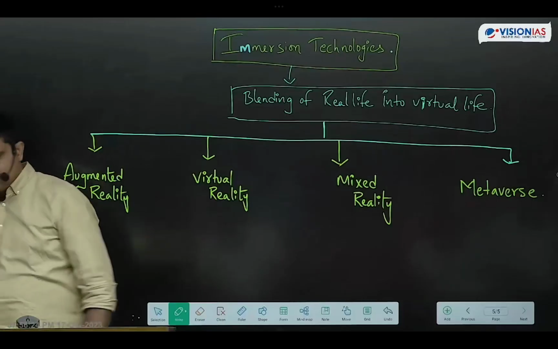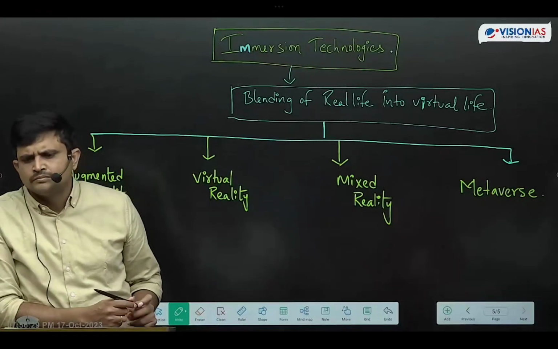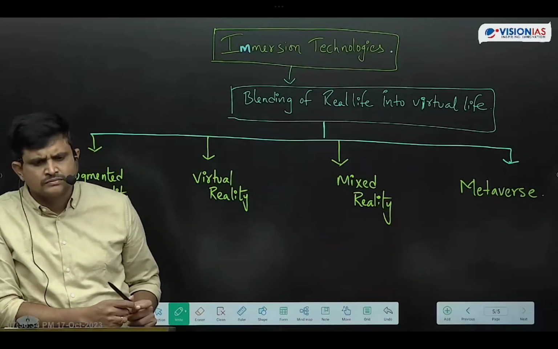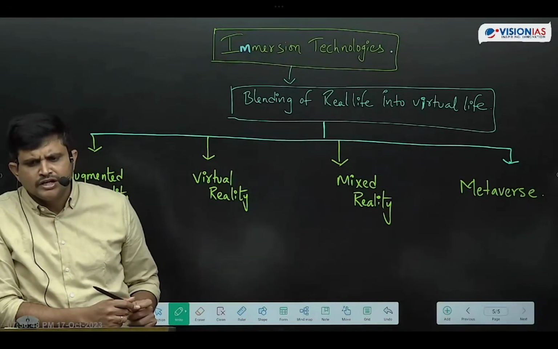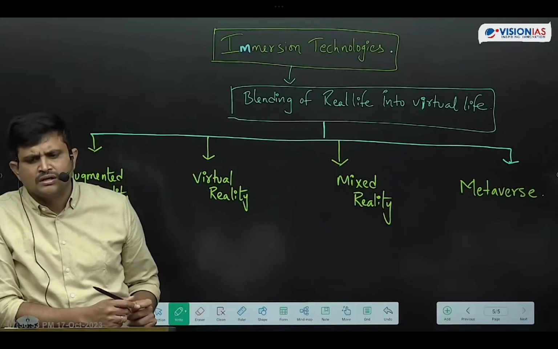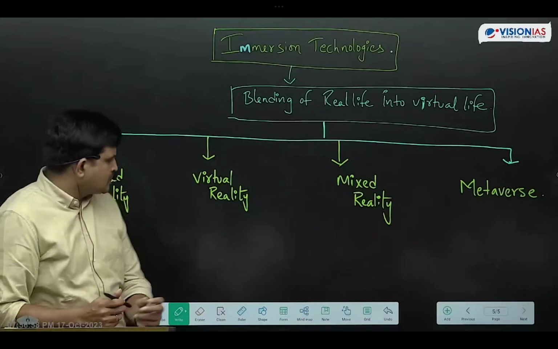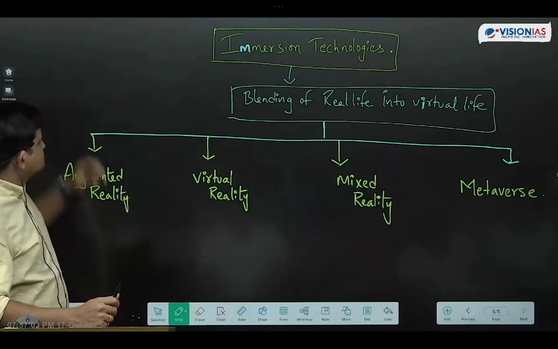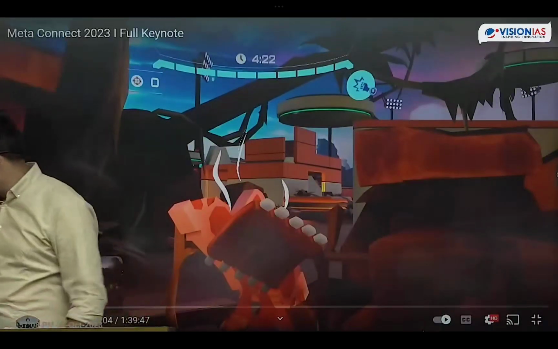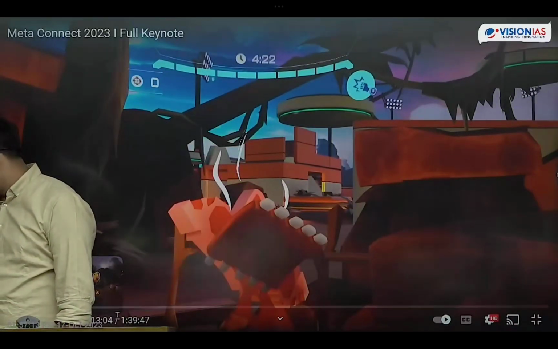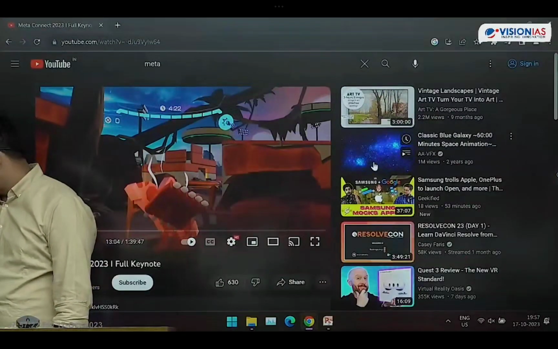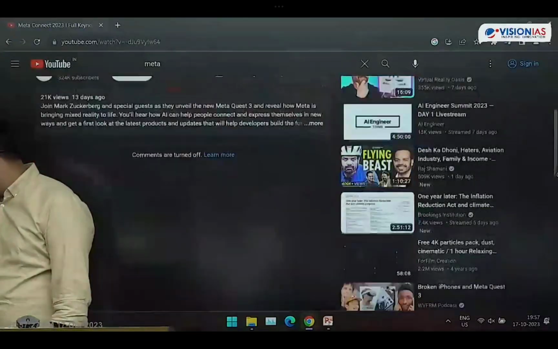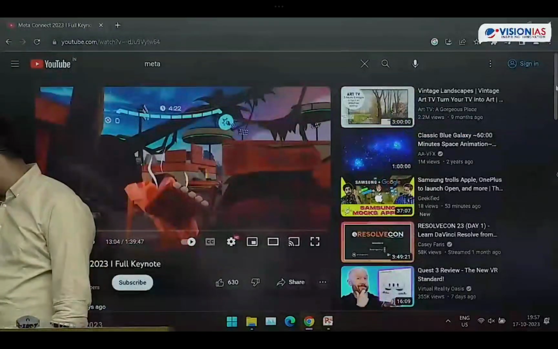Next, the metaverse has the following components. Individual presence, write in brackets: either live or in the form of an avatar. Next one is interoperable. Metaverse is interoperable. Interoperable means we can change the modes as well as the landscapes.